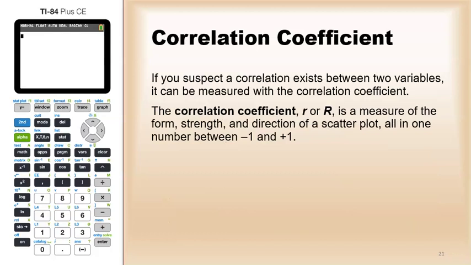If you suspect a correlation exists between two variables, so if you look at a scatter plot and it looks like a line can go through your points, it can be measured with what's called the correlation coefficient. The correlation coefficient, which we use the letter R, either lowercase or uppercase, is a measure of the form, strength, and direction of a scatter plot, all in one number. And that number is always between -1 and +1.